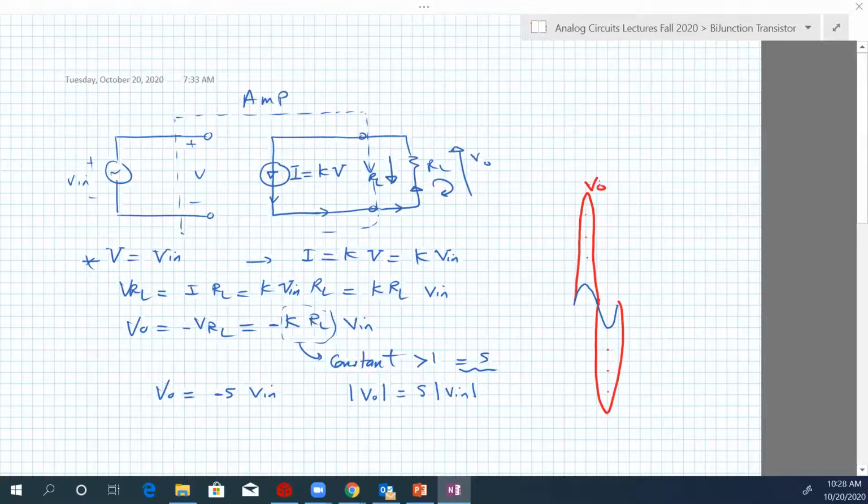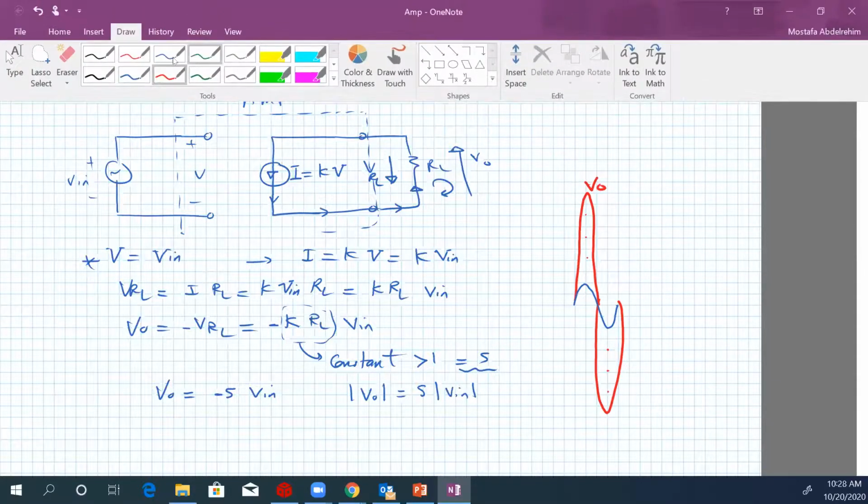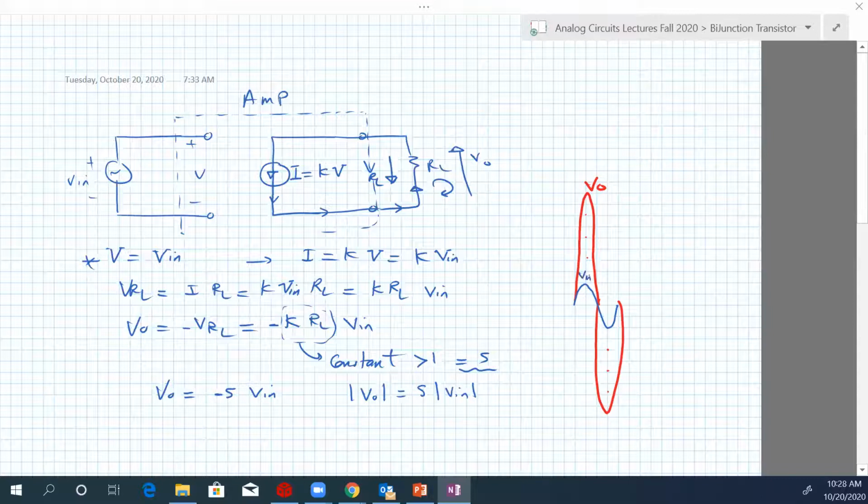This is VO, and this is V input. This is the magnitude of VO. And again, we can live with the minus sign. We don't care much about the phase. This is called a phase shift of 180, but forget about this. We can live with the negative sign. What we really need is the same signal, sine is again sine, but it's enlarged.